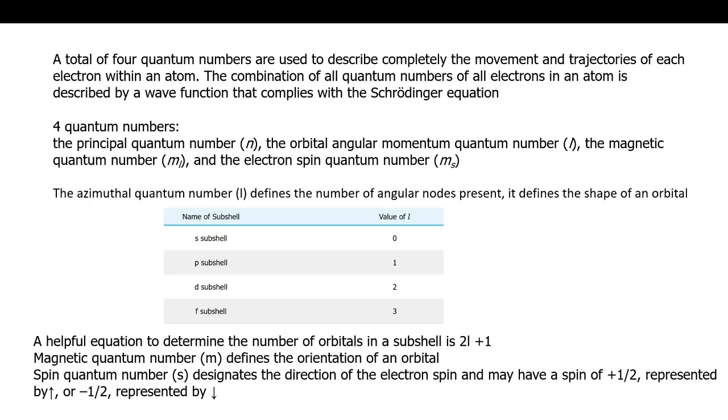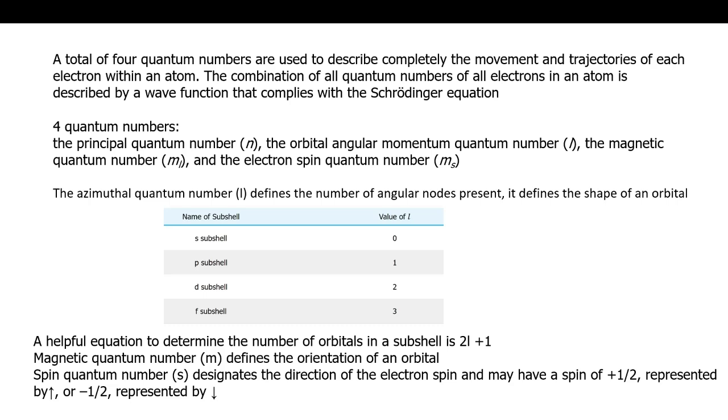This L value defines the number of angular nodes which are present. If your L value is 0, which is the case of the s subshell, then there are no nodes present. This azimuthal quantum number gives you the idea of the shape of your orbital. Just like the principal quantum number gives the idea of size, the azimuthal quantum number gives the idea of shape. On the basis of the different values of L, you have different subshells.